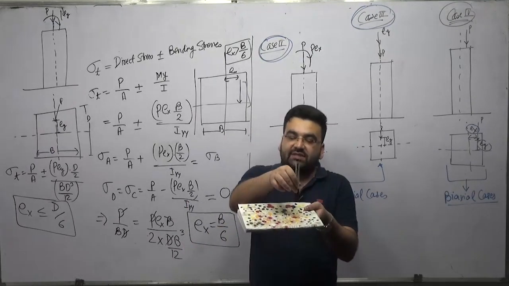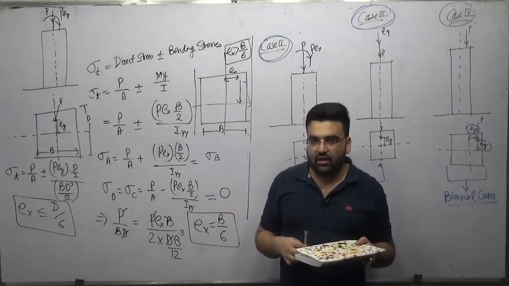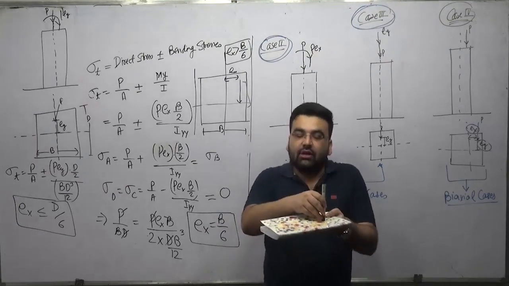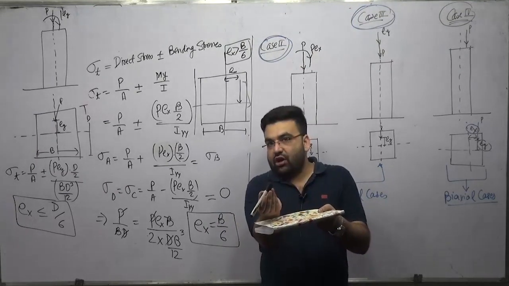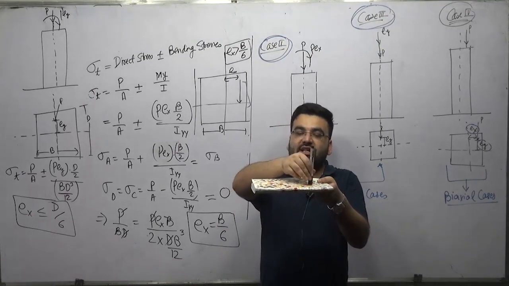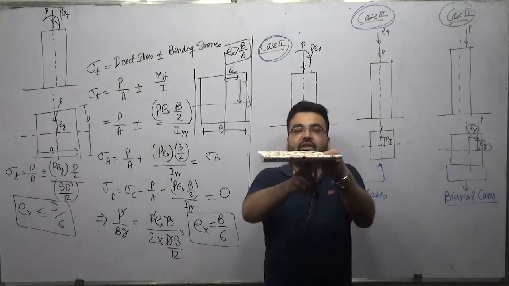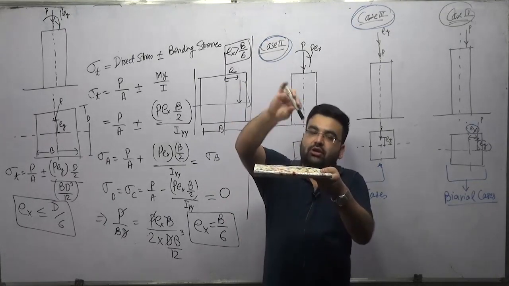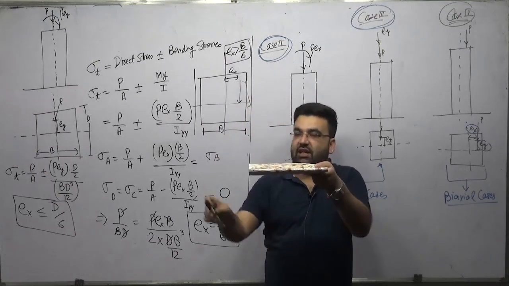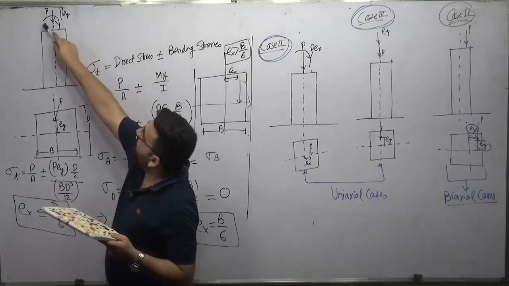So, can I transfer this load to the center? I can, but along with a moment. How will the moment be? Will it be anti-clockwise or clockwise? Obviously, since the load is acting in this direction, about this center it will be clockwise. The moment will be clockwise.